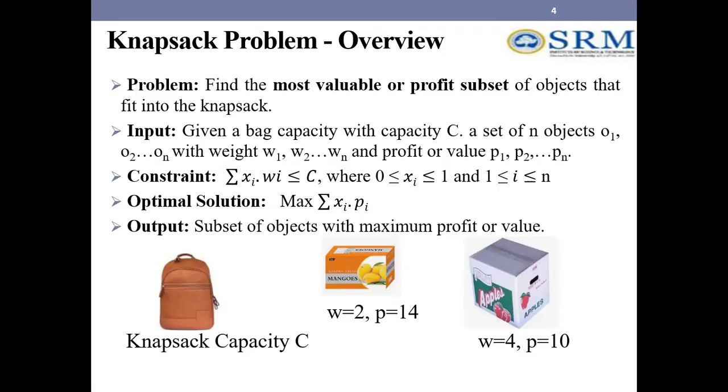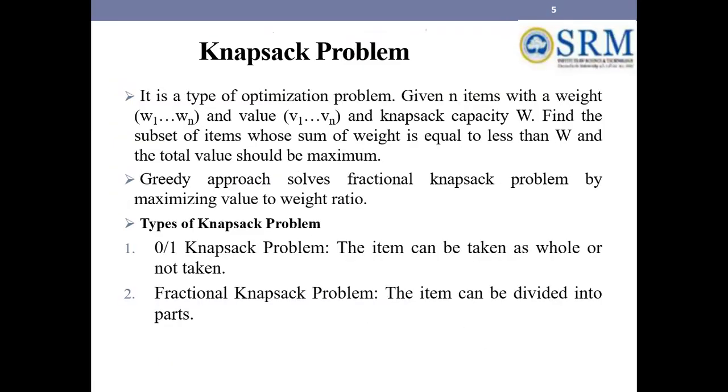See the example. There are two products. The first product's weight is 2 and value is 14. The second product's weight is 4 and profit is 10. So we have to see the value of the items that fit into the knapsack. That is a maximization problem. And the knapsack problem is a type of optimization.